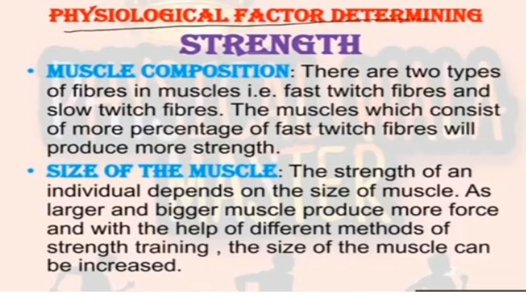The force produced by the same size of muscles in males and females is approximately the same, but males are found to be stronger because they have larger and bigger muscles in comparison to the females. With the help of different methods of strength training such as weight training, the size of muscles can be increased and thereby the strength is improved. So the strength is determined by the size of the muscles. The next point is body weight.